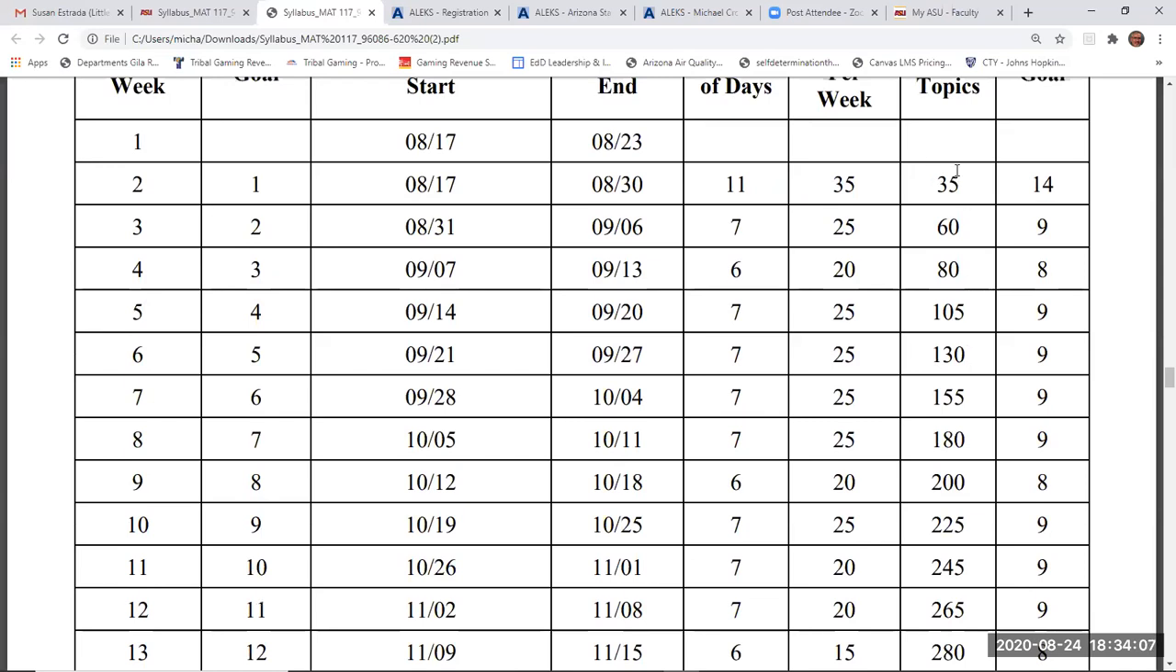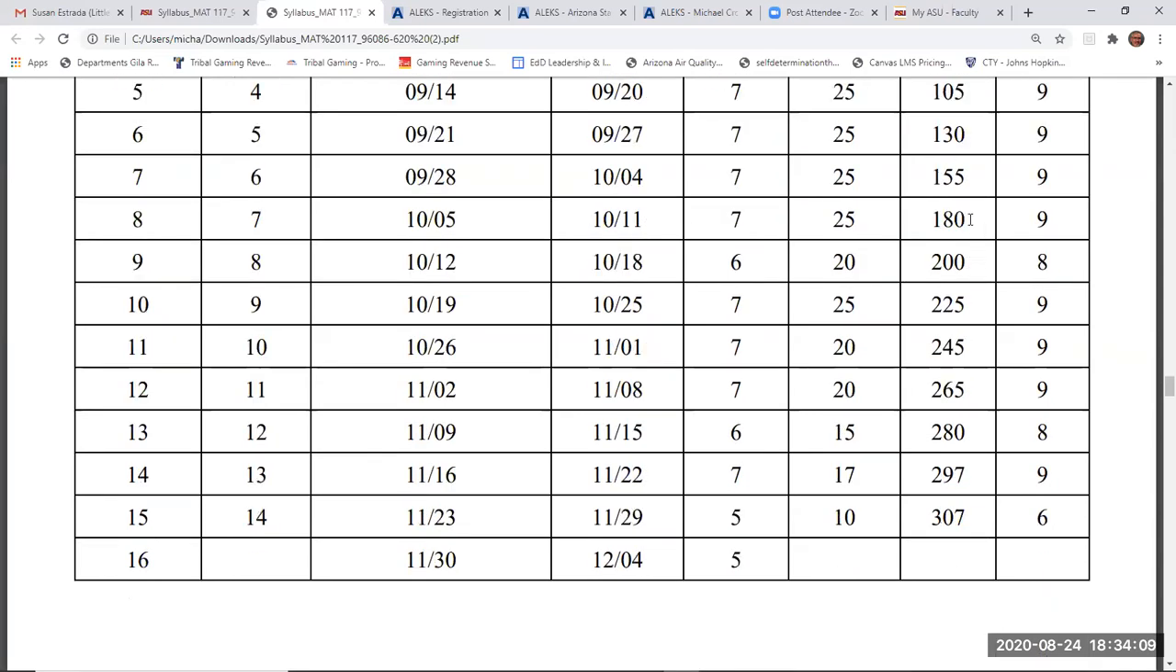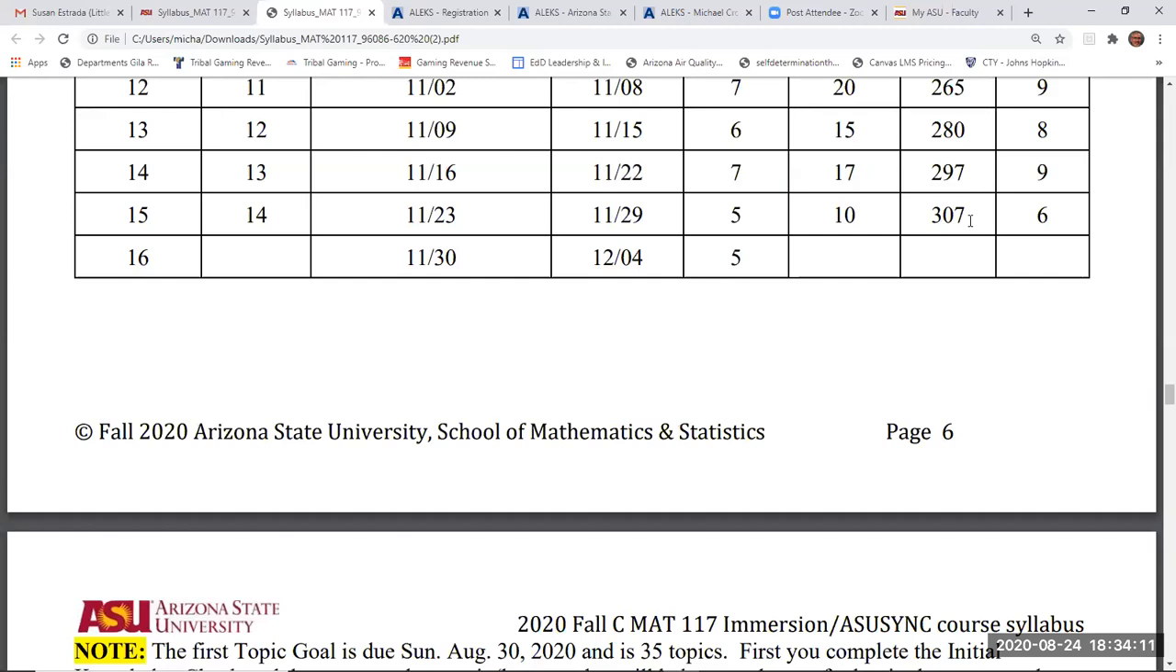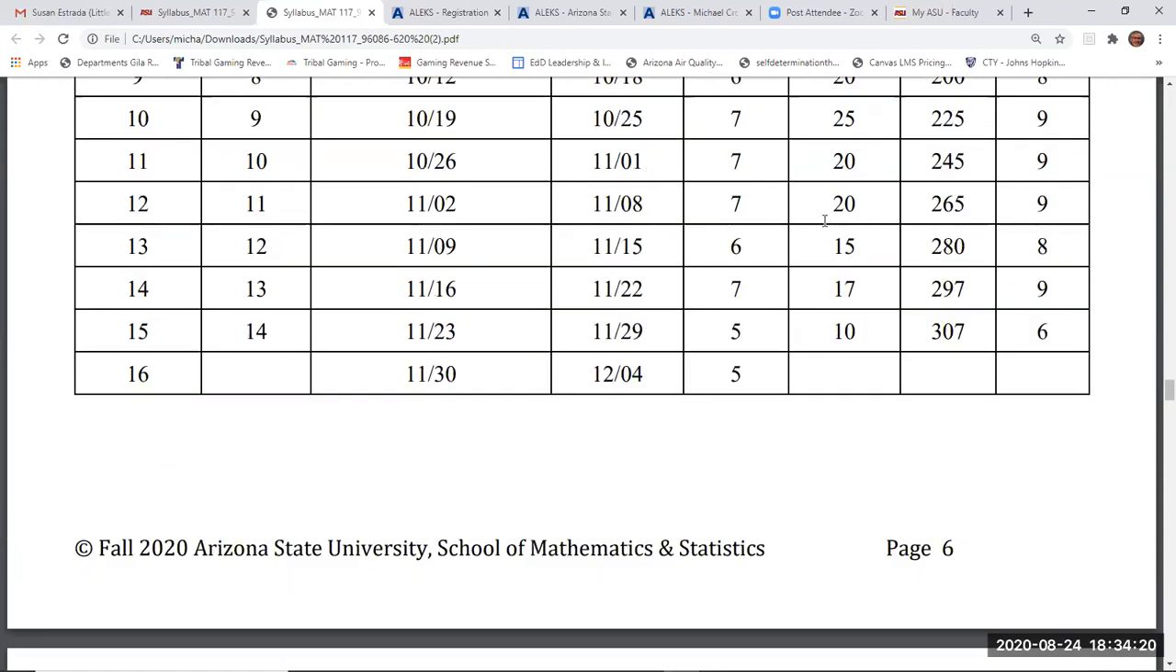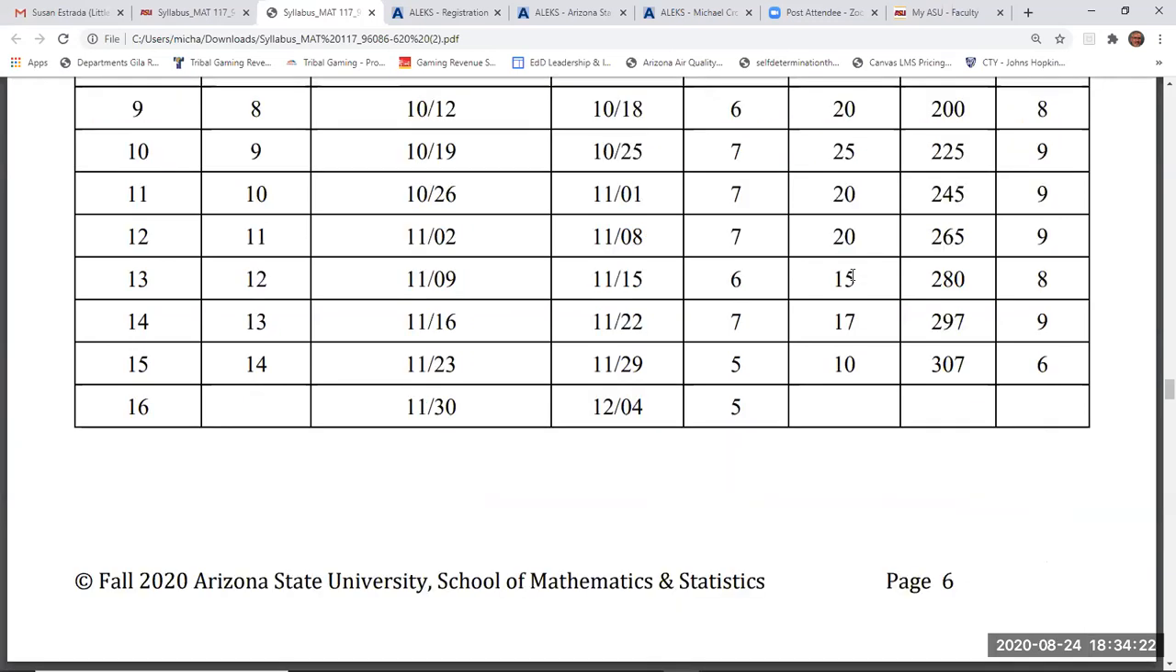But notice you will build from 0 all the way to 307, and you'll actually do that a week before the class ends. So these goals, if you're on this last week's goal, it was only, let's see, per week. Yeah, so we get down here 15, 17, 10 at the end. And that still gets you done a week early.